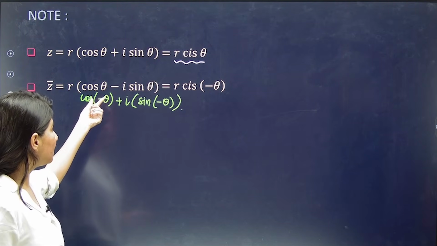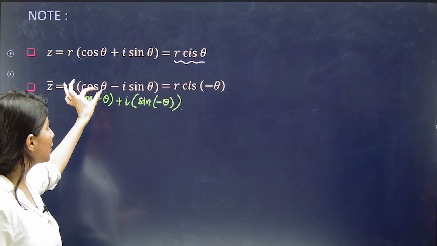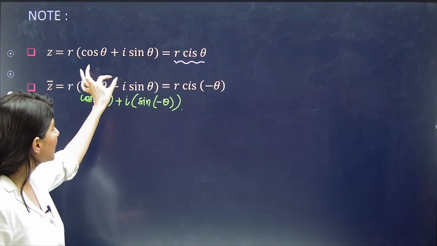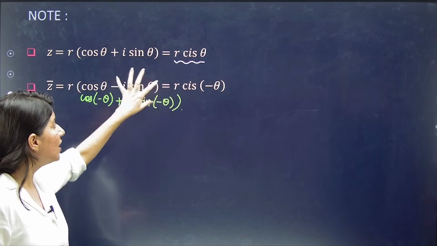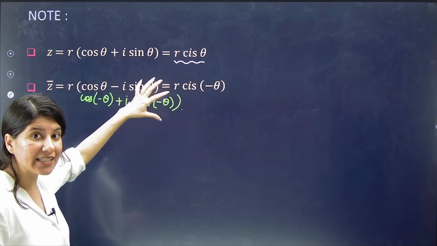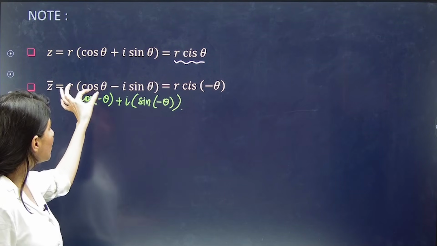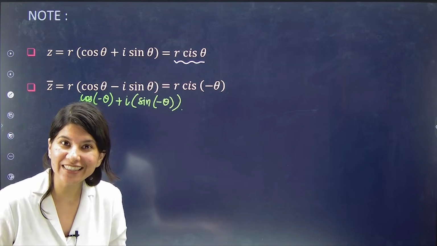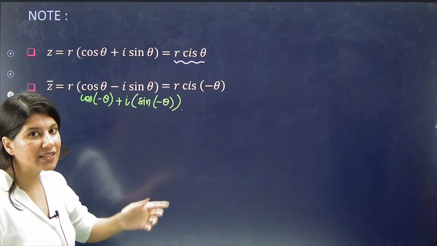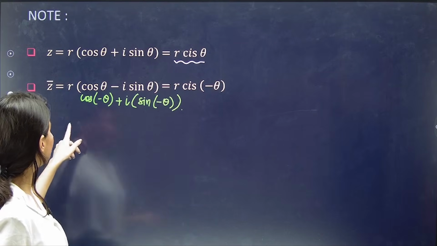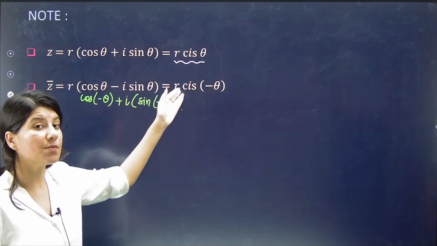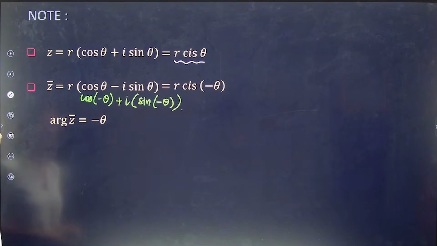So I changed the angle as per this sign, so this sign will go inside, so this is minus theta, for consistency, because the argument cannot be theta and minus theta at the same time. Cos of minus theta is cos theta, so if I write cos minus theta, it will not get affected. So r cis theta, r cis minus theta will be the final answer.